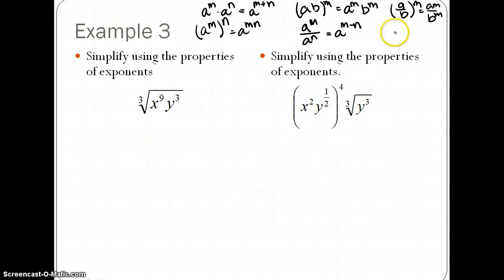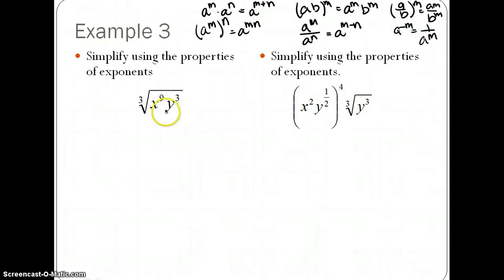And then lastly, if you have, where are we at? I think that's actually it. Oh, a to the negative m is 1 all over a to the m. Okay, I believe those are the basics.